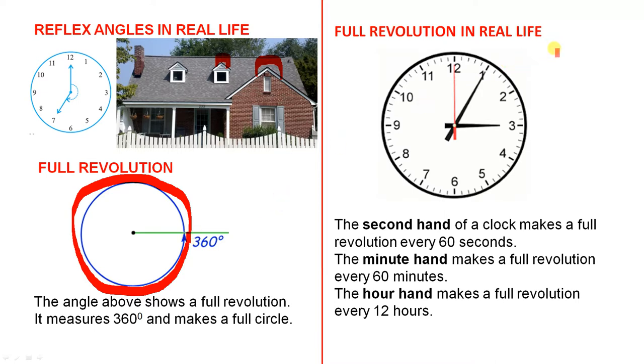Now, the full revolution in real life, these are perfect examples of a full revolution. The second hand of a clock makes a full revolution every 60 seconds. There's the second hand. The minute hand makes a full revolution every 60 minutes. There's the minute hand. The hour hand makes a full revolution every 12 hours. There's the hour hand.